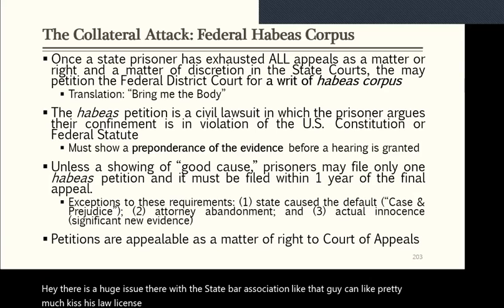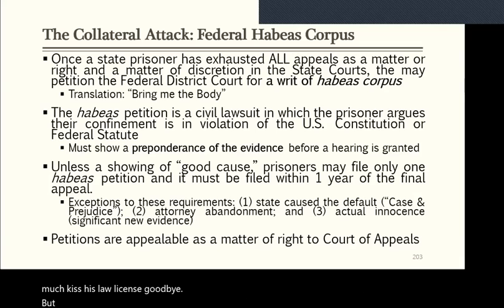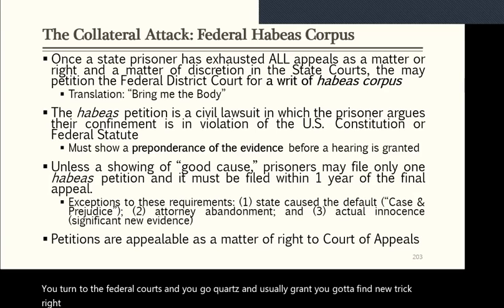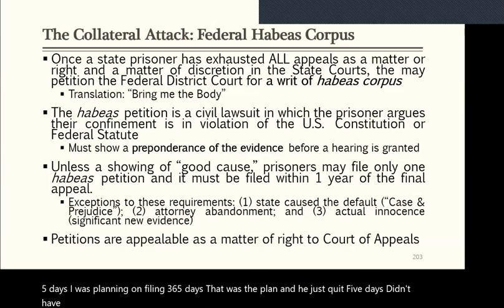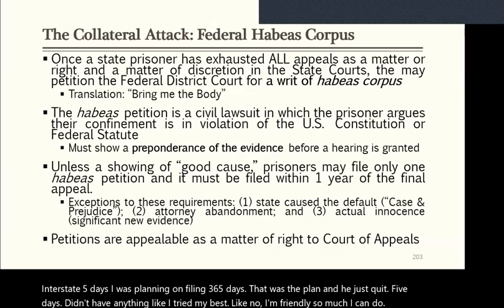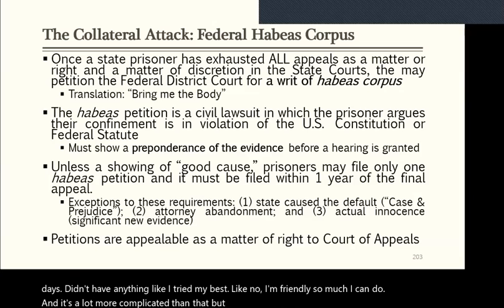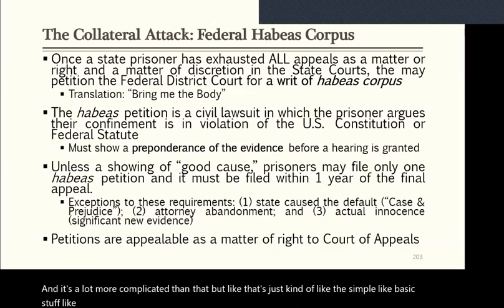But you turn to the federal courts and you go, court, I'm going to find a new attorney, right? But you turn to the court, you go, federal court, I would have filed in 365 days. I was planning on filing in 365 days. That was the plan. And then he just quit 5 days out. I didn't have anything. I tried my best. I'm in prison. There's only so much I can do. And it's a lot more convoluted than that, but that's the simple basics of attorney abandonment, right?